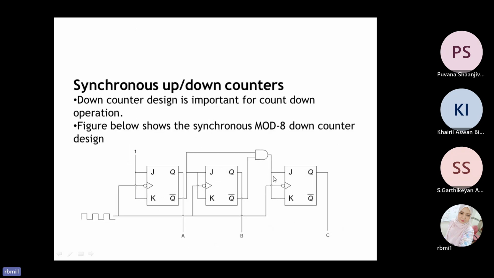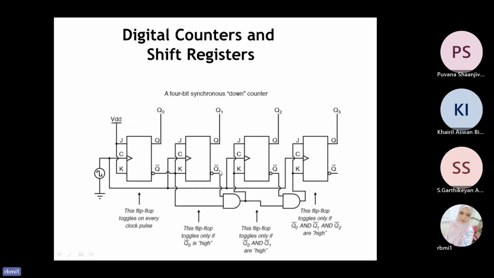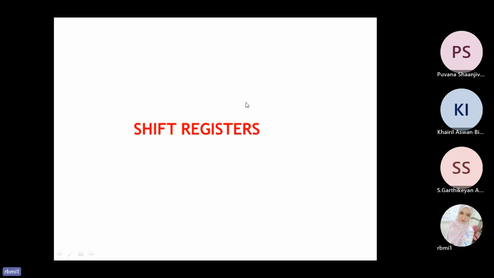Meaning that this one, we can also put down here. If we put it here, it is the same. Where does it take its input from? For up, it takes from Q of the previous flip-flop. If down, it takes the input from Q bar. That's the difference between an up counter and a down counter. Okay, that's for the counter.